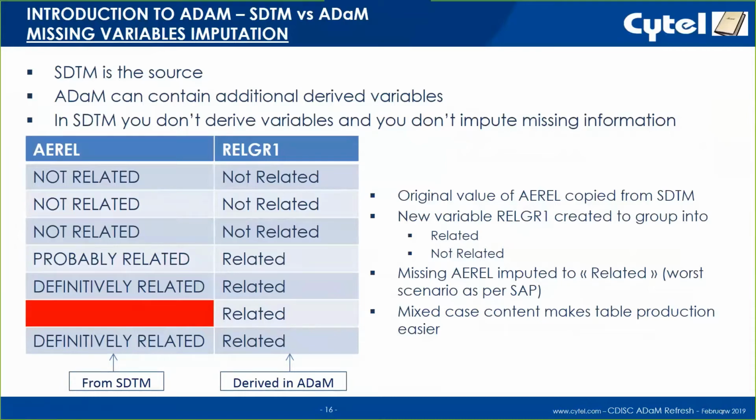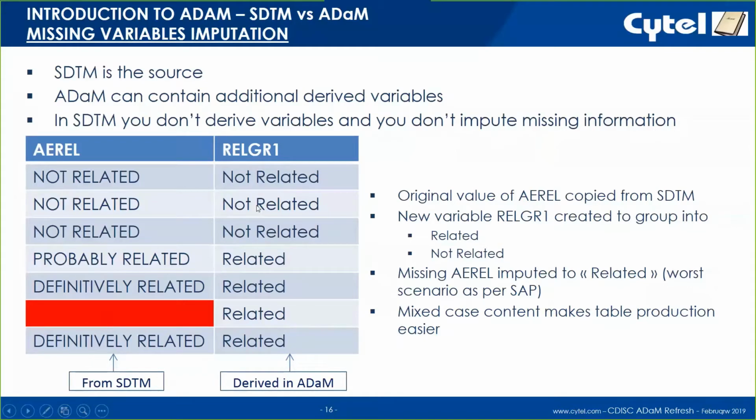So once you have the rule in place in the SAP, the way of handling such a situation in ADaM is actually not to impute the missing information in the original variable. So AREL is coming from SDTM. You will probably have in your ADAE dataset this variable called AREL. But if you need to make an assumption on this missing value, you will need another variable, and very likely it will be called RELGR1, meaning that we are making a grouping of relationship, and in there you make the imputation.